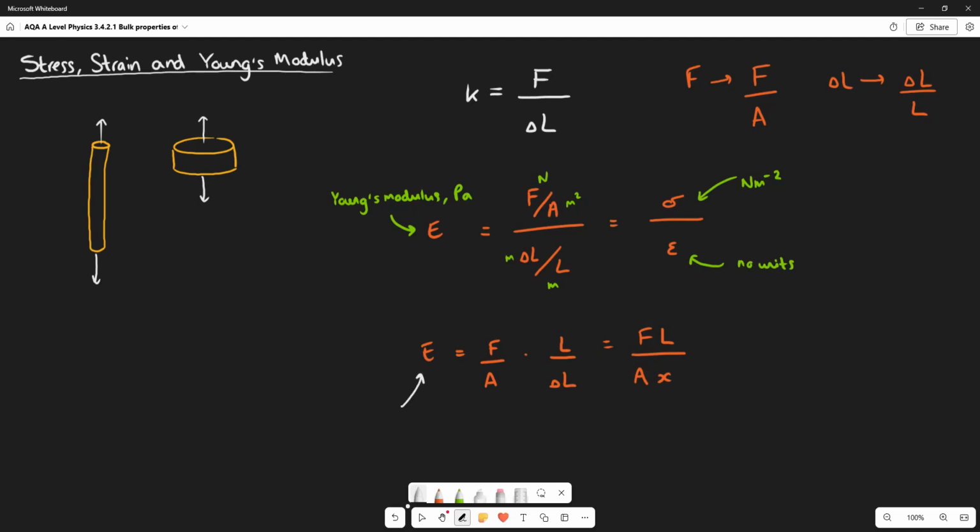The value of Young's modulus is unique to each material, and if you have an unknown material, you can test it, calculate its Young's modulus, look that up in a table, and find out what material that is.